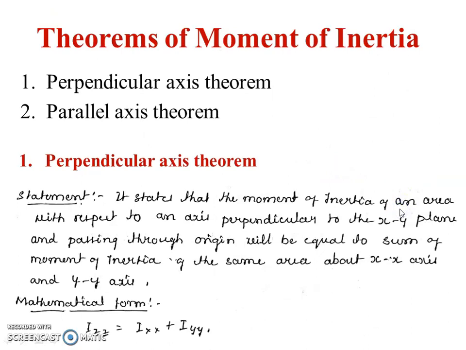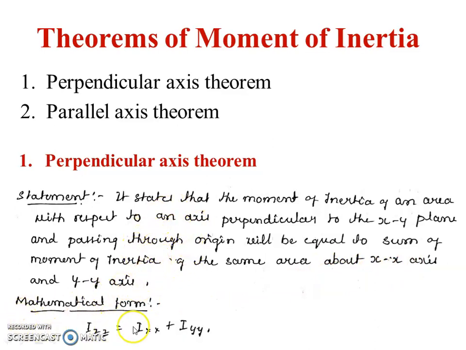Next we will see the theorems of moment of inertia. We have two theorems. One is the perpendicular axis theorem, another one is the parallel axis theorem. First we will see the perpendicular axis theorem. The statement states that the moment of inertia of an area with respect to an axis perpendicular to the xy plane and passing through the origin will be equal to the sum of the moments of inertia of the same area about the x-axis and y-axis. It is similar to polar moment of inertia.